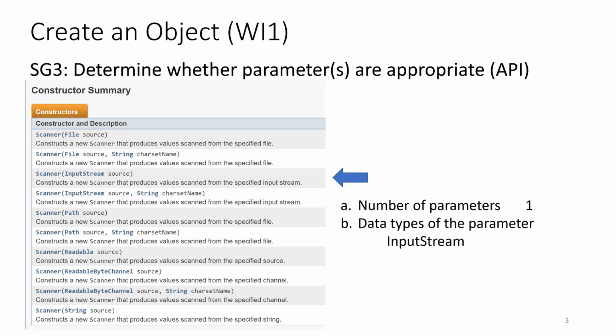To construct the scanner object, you will call a constructor. Note that there are many different ways that you can construct a scanner object. For us, we've highlighted it with the blue arrow that we want to create a scanner using an input stream. So in this case, there is one parameter, and the data type of that parameter is an input stream.